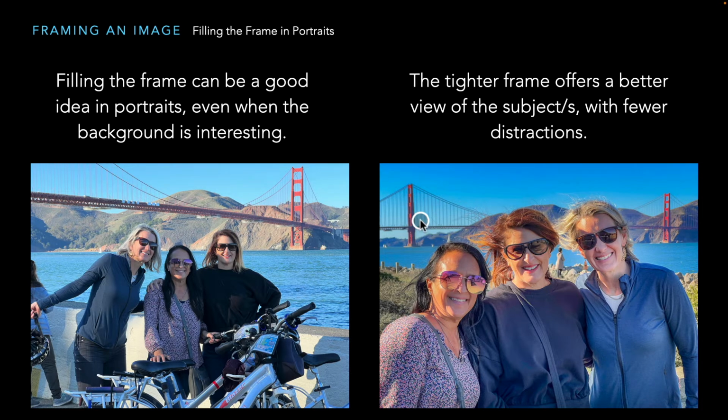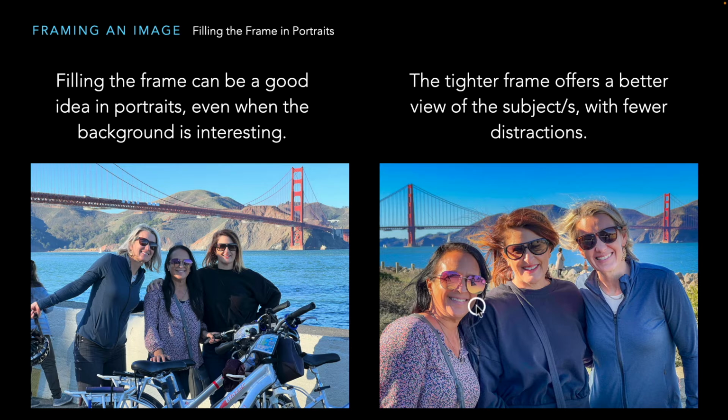But the Golden Gate Bridge is in the background. So you can still include backgrounds and still be tight on the shot. But generally, a good rule of thumb or tip on compositions for portraits is to get closer and fill the frame with the subject. If they are the subject, right?